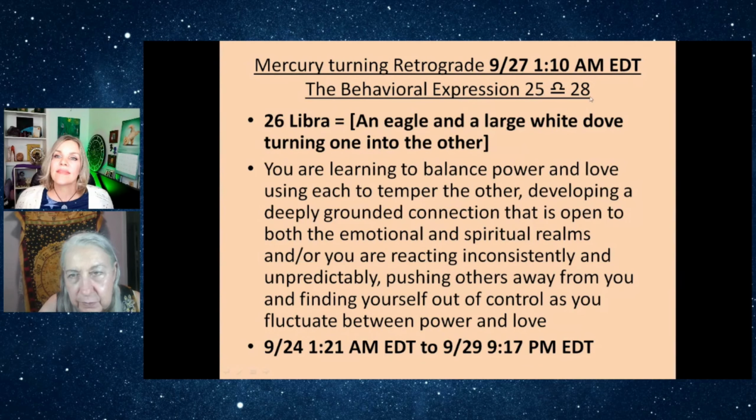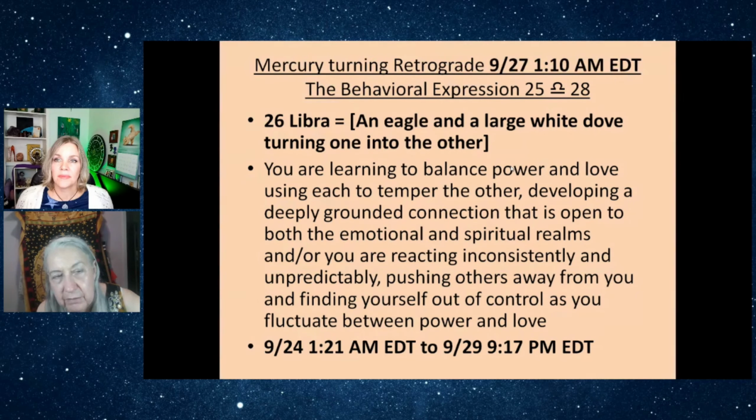Here's a reminder that the retrograde is September 27th at 1:10 a.m. at 25 degrees Libra 28. This is the symbol for 26 Libra. Remember, the Sabian symbol always counts any part of a degree as a whole degree. So we're in 25, therefore we're looking at 26 of Libra: an eagle and a large white dove turning one into the other.